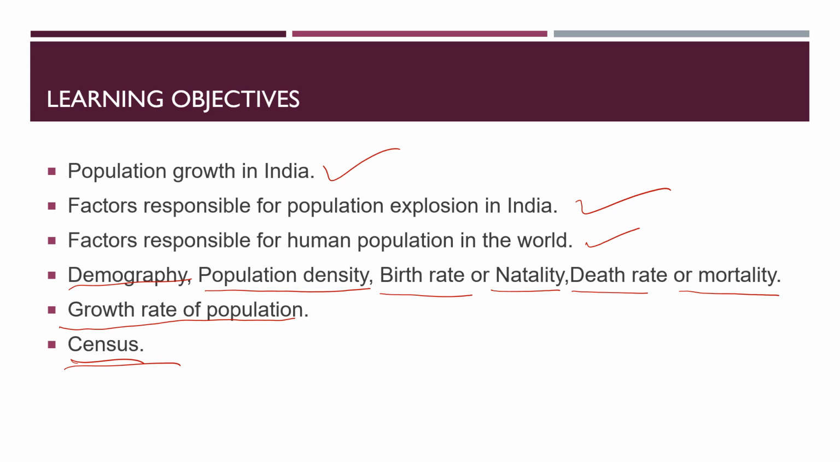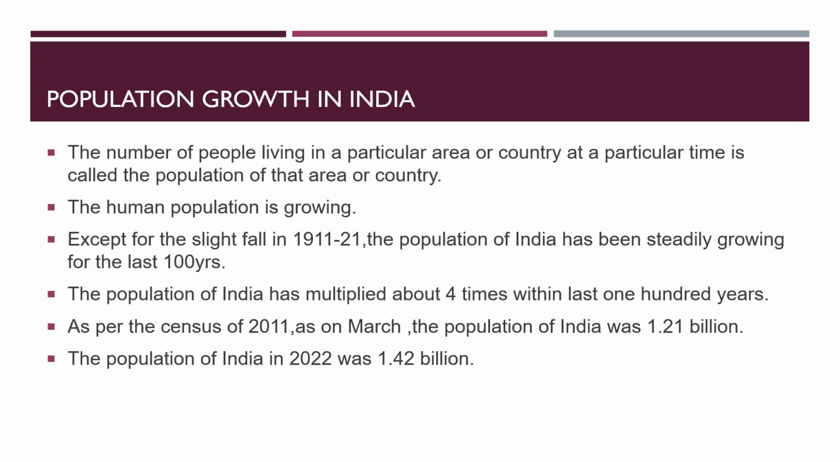So let us start with today's episode of population, its problems and control. Now first we are dealing with population growth in India. When we are dealing with population growth in India, the first term we should know is: what is population? The term population means that the number of people living in a particular area or country at a particular time is called the population of that area or country. So this is how we can define the term population.